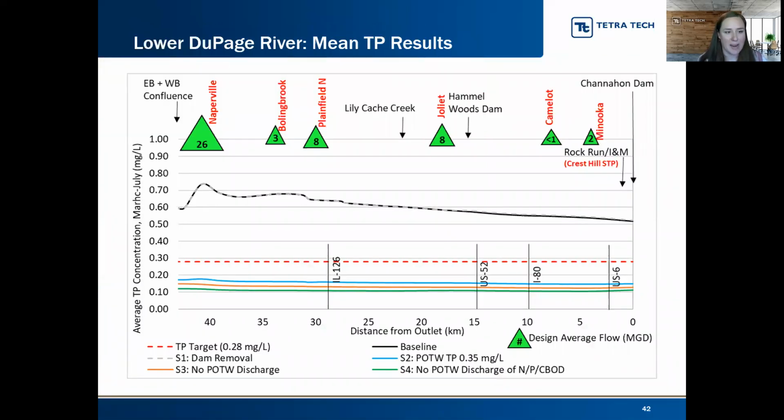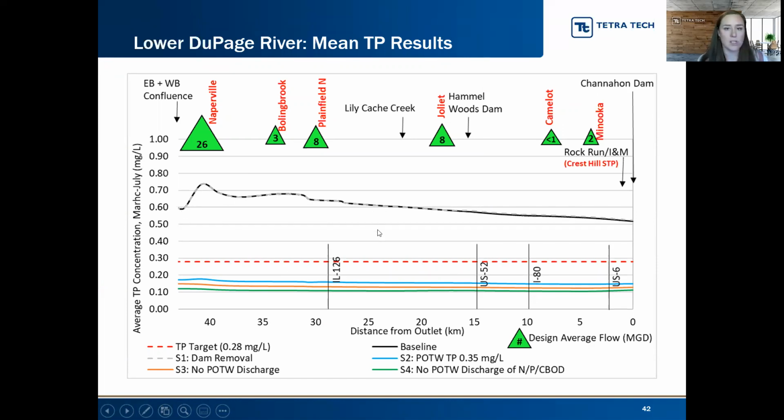Okay, then lower DuPage. We took the output from the east and west branches and fed that in as the headwater condition for the lower DuPage. And what we see here is this black line, our simulated total phosphorus concentration in stream from the confluence down to the dam. And the dashed line over top of it, it's kind of hard to see that gray dashed line that basically aligns perfectly with the black line, is the dam removal scenario.